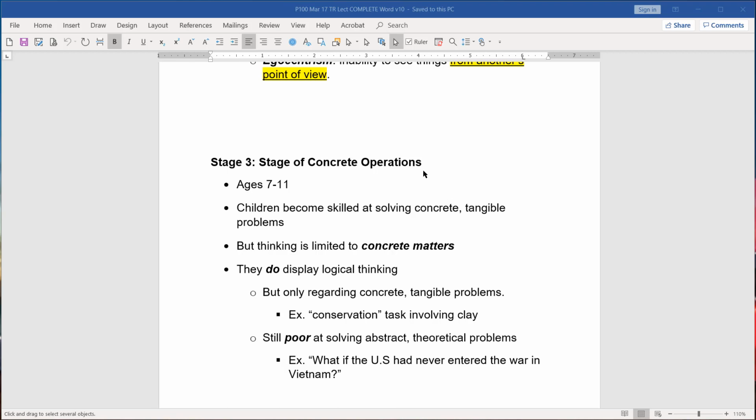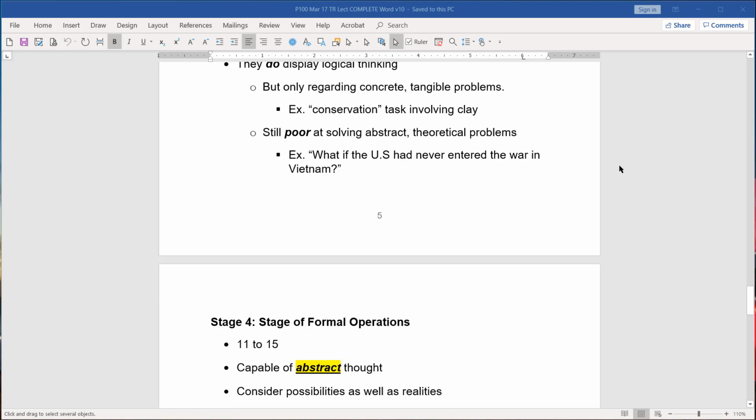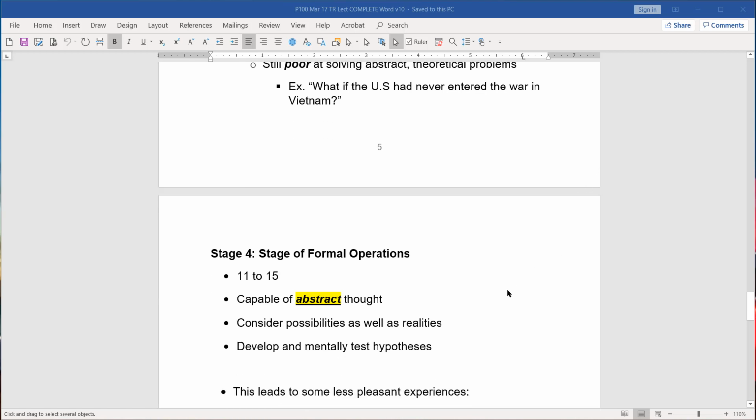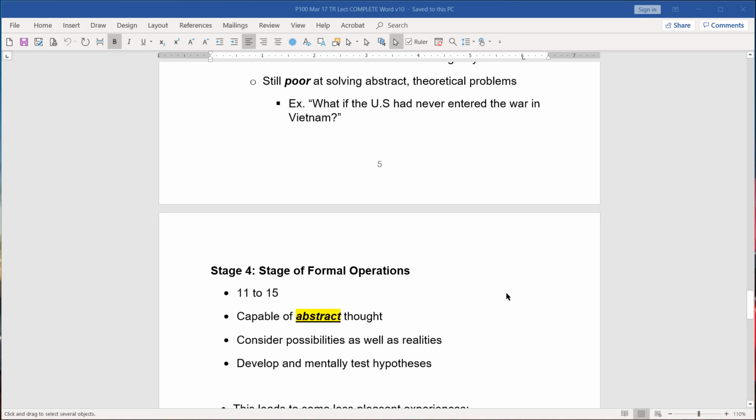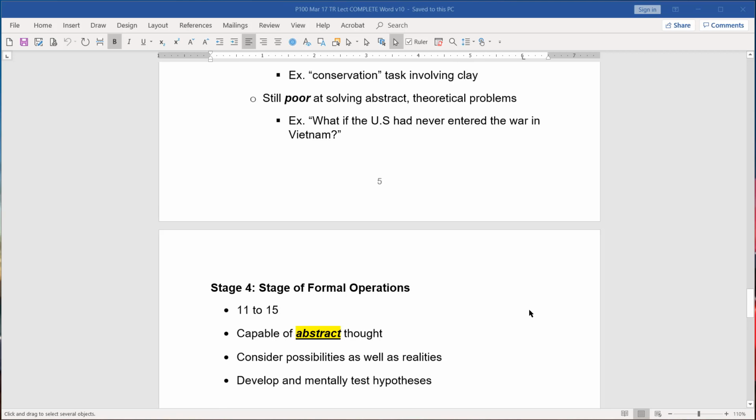To be able to answer a question like that, you need to move to our more advanced stage of development. Stage 4, stage of formal operations. This is the stage that everybody listening to this video is presumably at. We first enter stage 4 somewhere around the ages of 11 to 15. It's not like you enter it at 11, you exit it at 15. Once you're in the stage of formal operations, you remain there for the rest of your life.